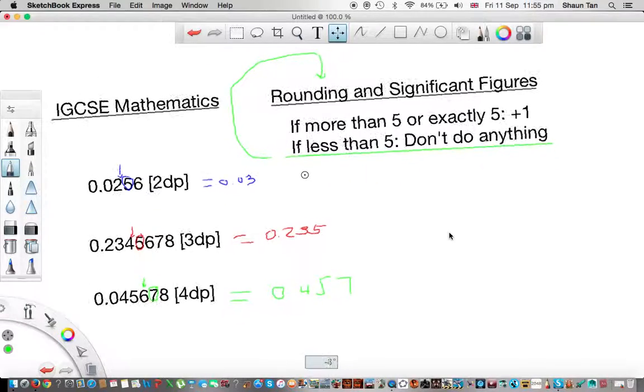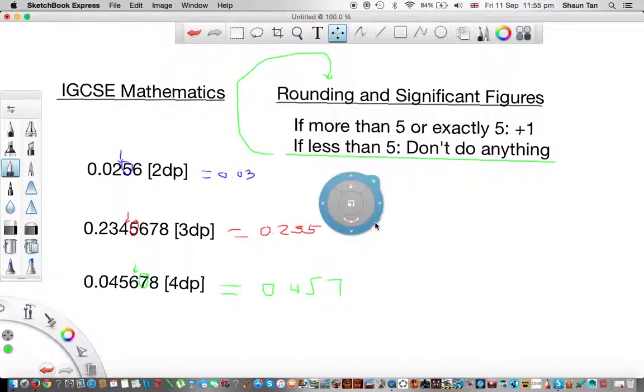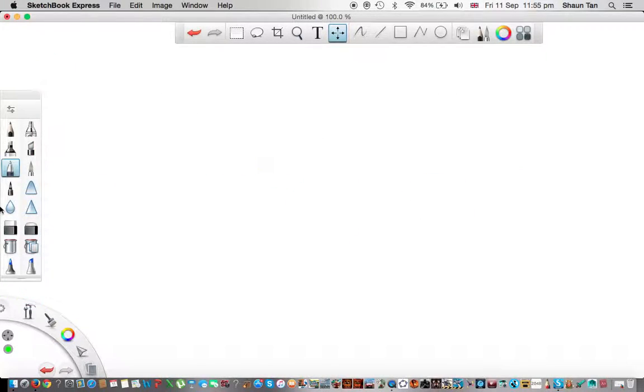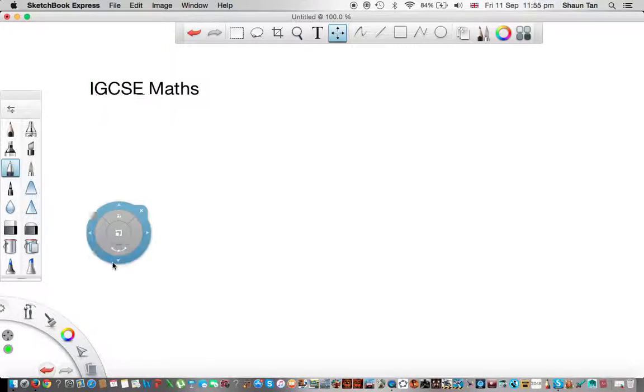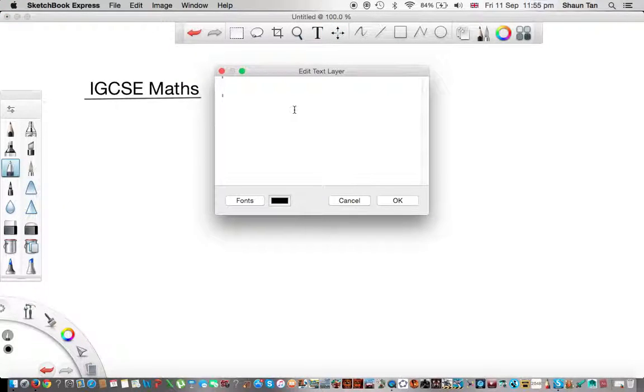Now we move on to significant figures. Now you just drag this away, but don't worry. We're still doing IGCSE math, but now we're going to focus on significant figures. And IGCSE math is harder than regular math, so think carefully if you want to score well. Now, the topic: significant figures.